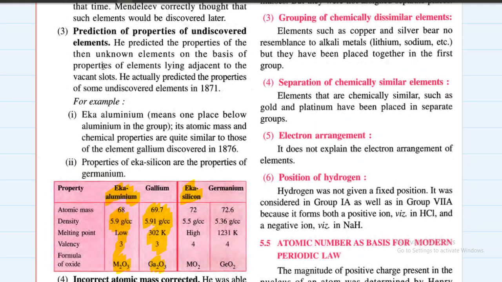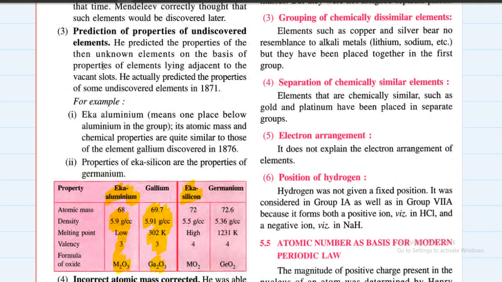Separation of chemically similar elements. Chemically similar elements such as gold and platinum have been placed separately in separate groups. Doesn't make sense. Electron arrangement. It does not explain the electron arrangement of elements. Of course, the electron was not known, so the table was not made according to the electron arrangement.